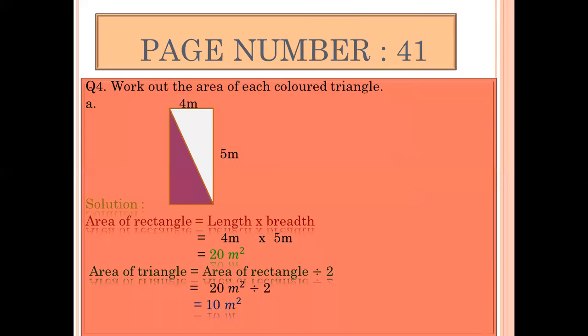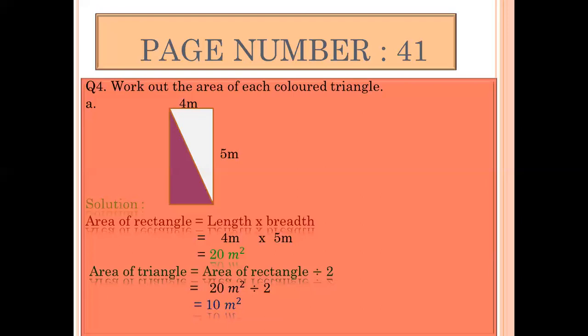Each color triangle. A rectangle is given and you see the shaded portion in this figure is the mauve color. We will calculate the area of this triangle. We convert this composite shape into two basic triangles. Now is the turn to find the area of the triangle. In the previous slide, you see the formula of the triangle is area of the rectangle divided by 2.